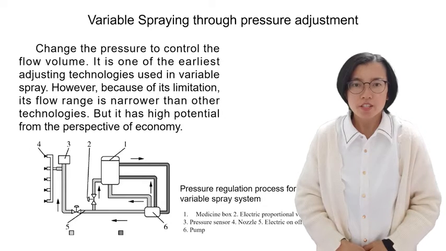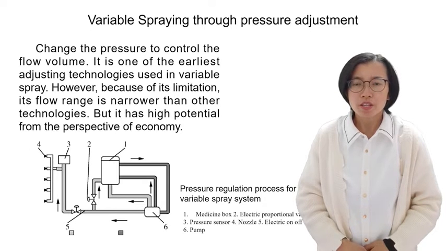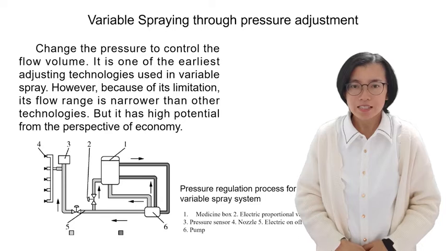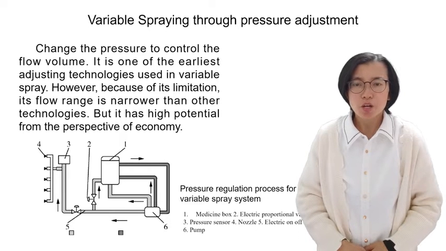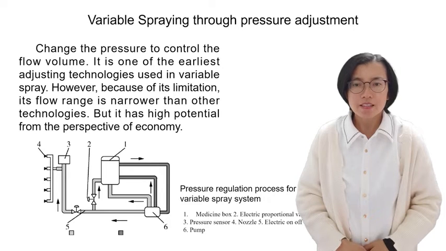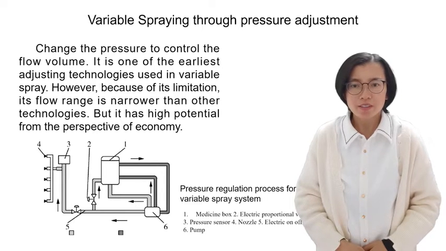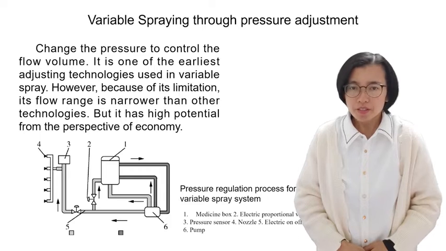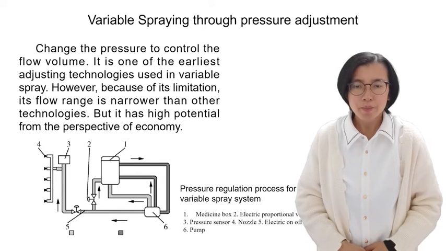Variable spraying through pressure adjustment. We change the pressure to control the flow volume. It is one of the earliest adjusting technologies used in variable spraying. However, because of its limitation, its flow range is narrower than other technologies. But it has high potential from the perspective of economy.